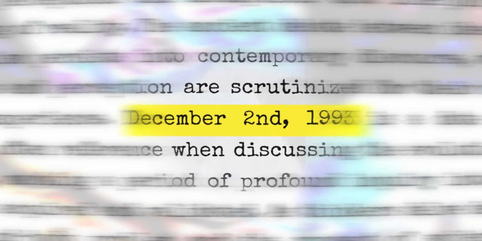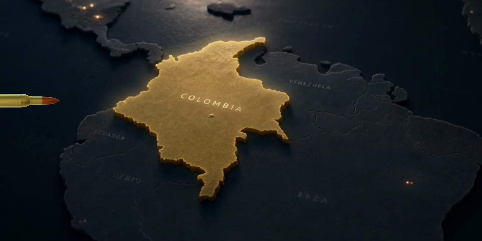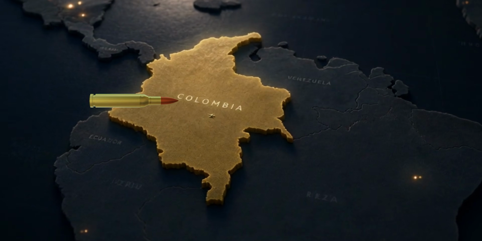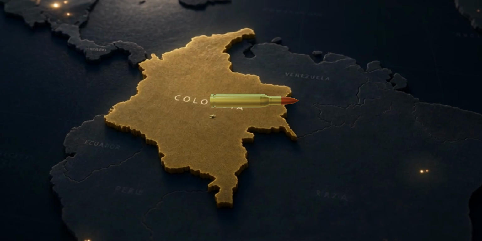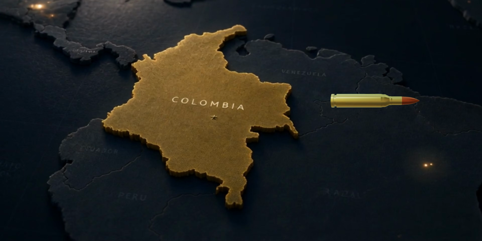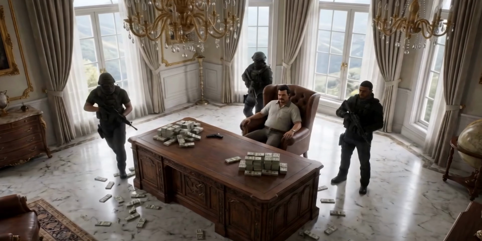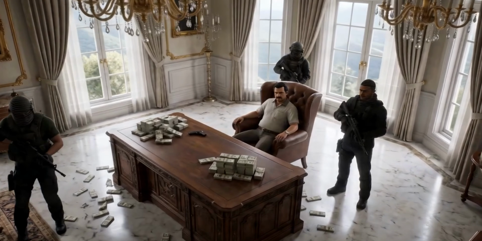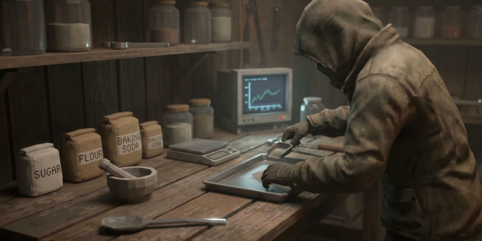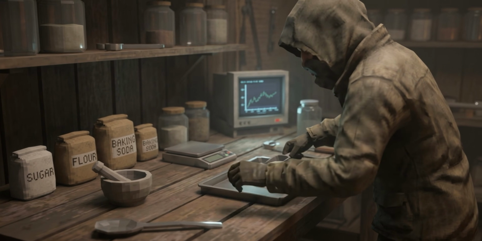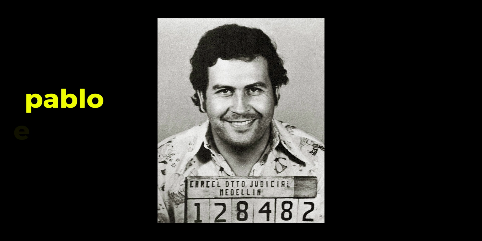On December 2nd, 1993, the most powerful drug lord in history had fallen. A single gunshot echoed across the rooftops of Medellin, Colombia. For over a decade, he had ruled through fear, violence, and unimaginable wealth. He bribed politicians, terrorized governments, and built a criminal empire so vast that it supplied most of the world's cocaine market. His name was Pablo Escobar.